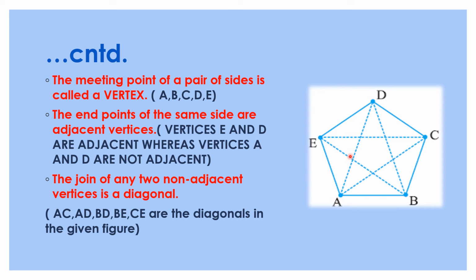But if I say A and D, then they are not adjacent. They are not on the same side. This is an extra dotted line that we have joined. If I see the vertices, A is not coming after D, or D is not coming after A. So they are non-adjacent vertices. What are diagonals? When two non-adjacent vertices of a polygon are joined, a diagonal is formed.